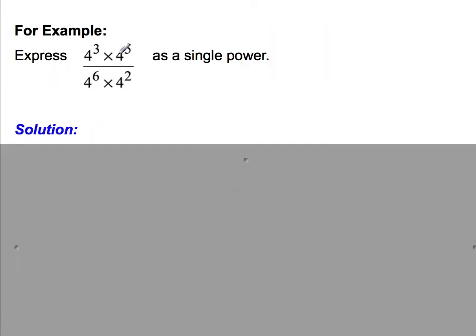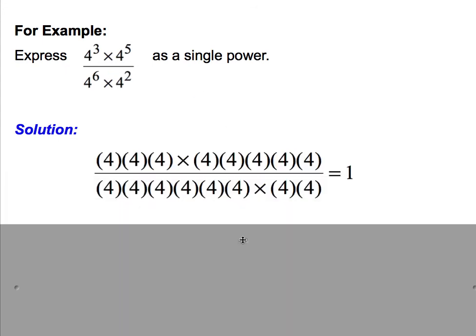So let's try this one. So I'm multiplying powers on the top, or the numerator, and multiplying powers on the bottom, or the denominator. So if I write it in repeated multiplication, I have 1, 2, 3 here. I have 5 more. I have 6, 1, 2, 3, 4, 5, 6, and I have 2 more. So now once I cancel everything out, let's see what happens. Oh, look at that. Everything cancels.